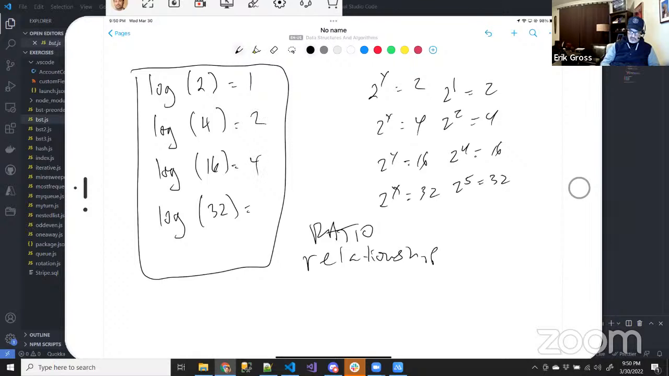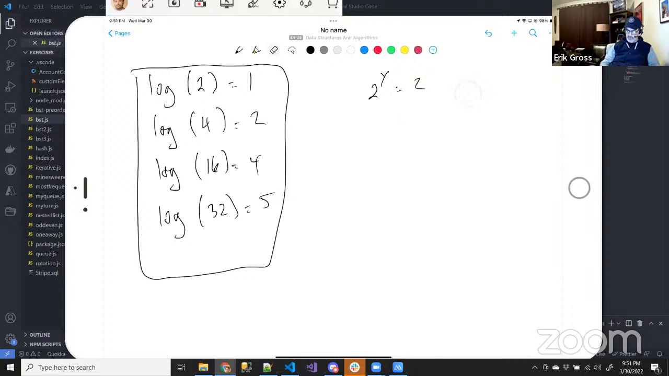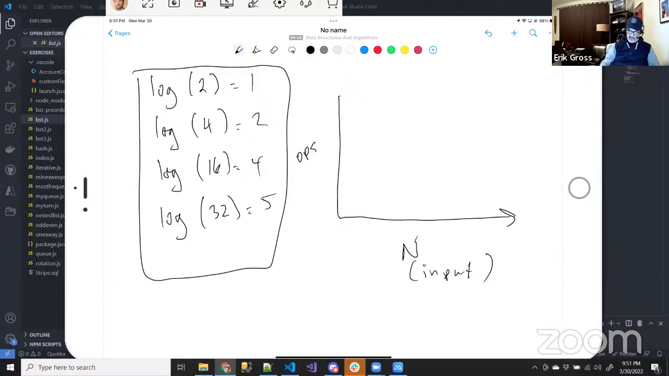1, 2, 4, 5. And now we start to see a distinct ratio. And this is what clued me into why it's even valuable in computer science and algorithms. I started to look at this ratio, this relationship, and I went, well, let's look at that bad boy on a graph. We have here n. This is our input. Our input is growing ever larger. And this is the number of operations we'd have to do.